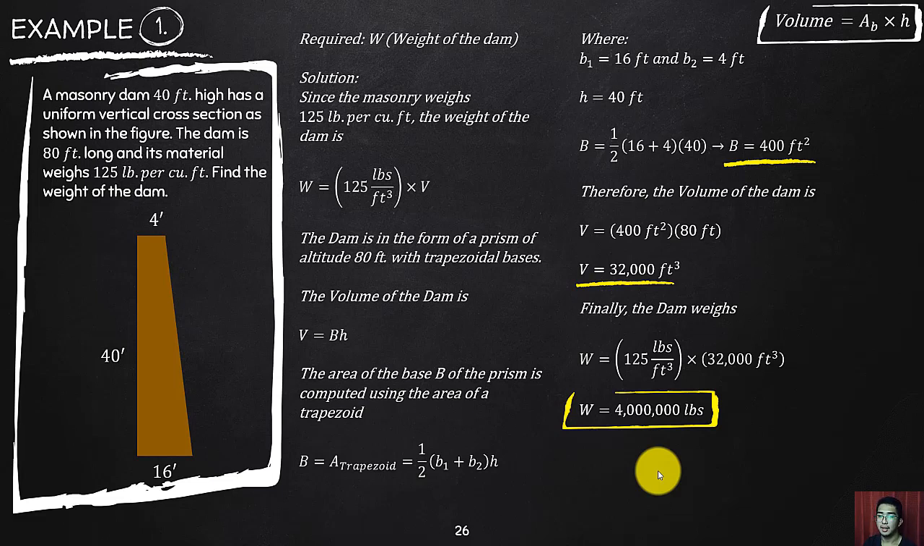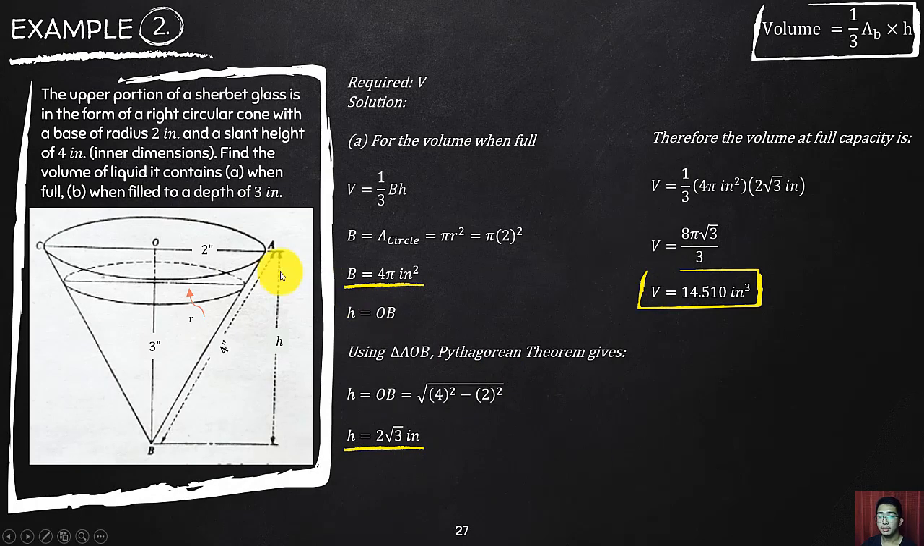This one is an example of a prism. Okay, example number 2. For example number 2, this is no longer a prism, but it seems that this one is a cone. Okay, so the upper portion of a sorbet glass is in the form of a right circular cone with a base of radius 2 inches and a slant height of 4 inches.